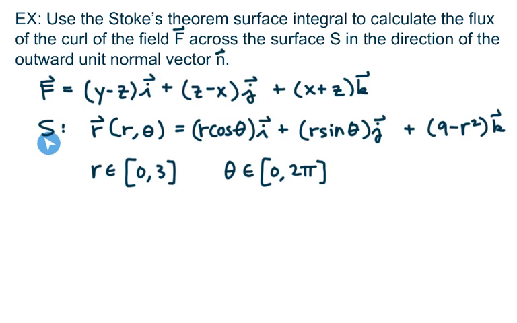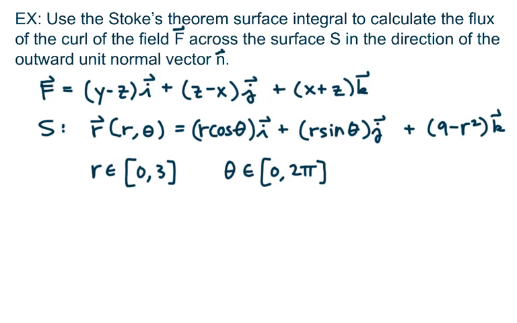And my surface S is in a parametrized form, the vector r in terms of r and theta, so polar. We have r cosine theta i, r sine theta j, and 9 minus r squared k. My r values are between 0 and 3, and my theta values are between 0 and 2 pi.